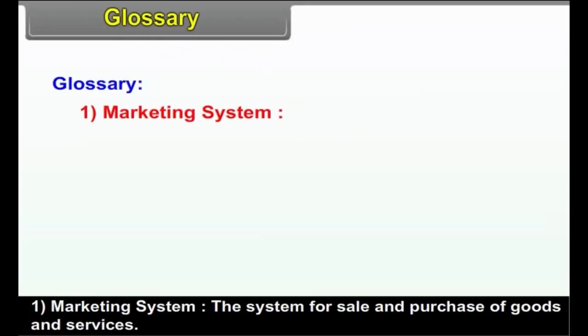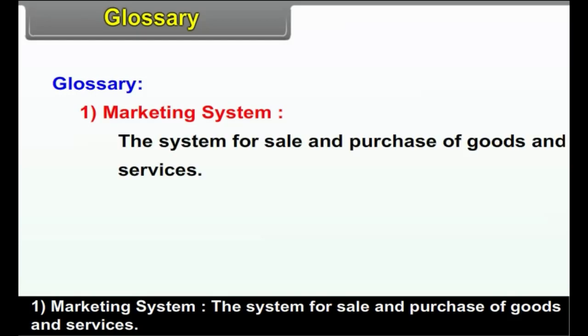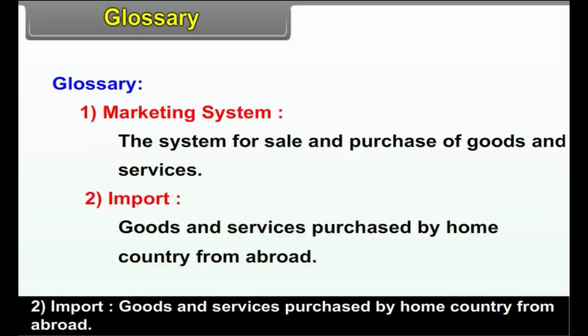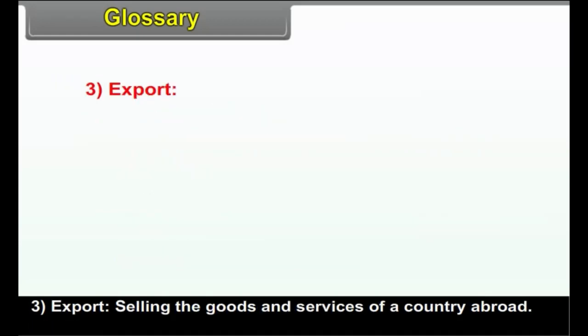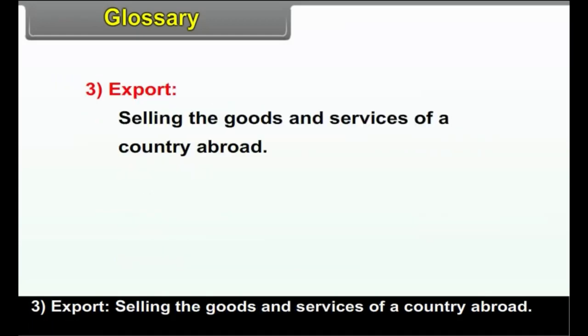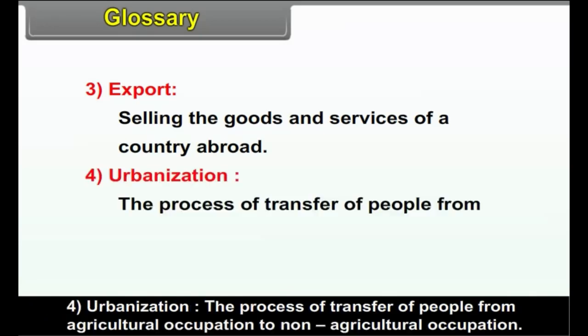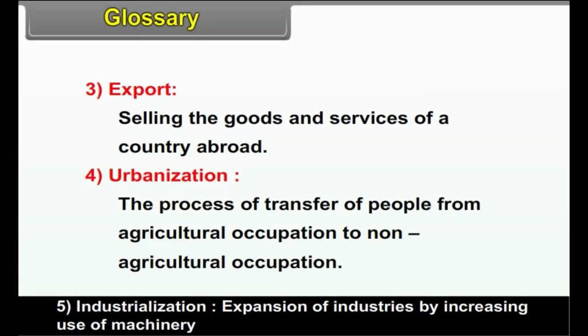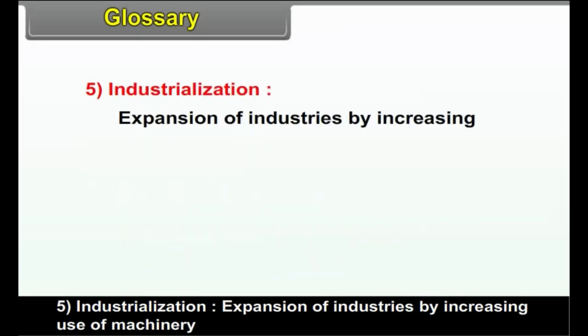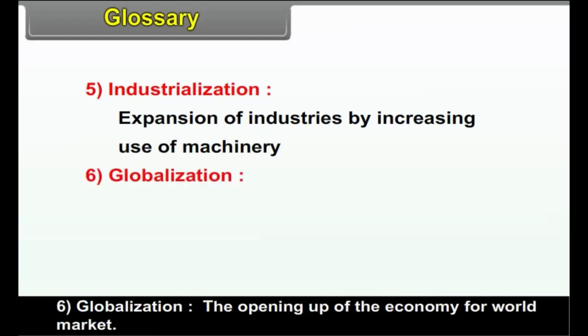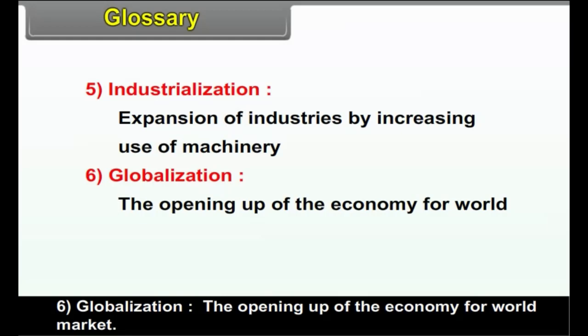Glossary. Marketing system: the system for sale and purchase of goods and services. Import: goods and services purchased by the home country from abroad. Export: selling the goods and services of a country abroad. Urbanization: the process of transfer of people from agricultural occupation to non-agricultural occupation. Industrialization: expansion of industries by increasing the use of machinery. Globalization: the opening up of the economy for the world market.